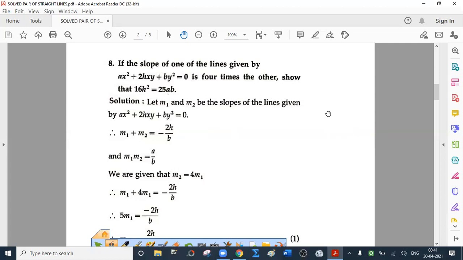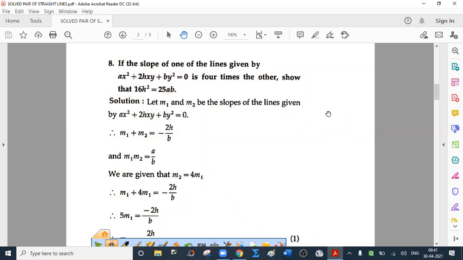If the slope of one of the lines given by ax² + 2hxy + by² = 0 is 4 times the other, show that 16h² = 25ab. Now this could have been framed as "find the condition", right?